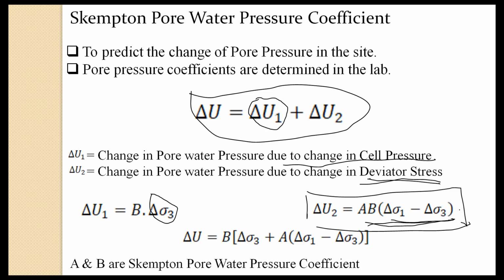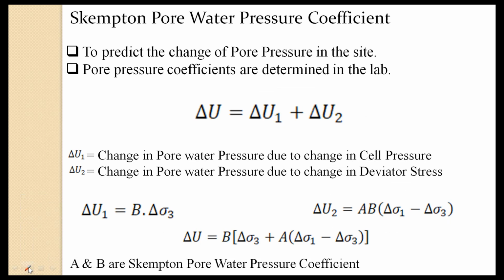And if we sum it up, that means delta U is equal to delta U1 plus delta U2. So we can find this particular expression. This is very important. Delta U is equal to B into delta sigma 3 plus A into the change in deviator stress.